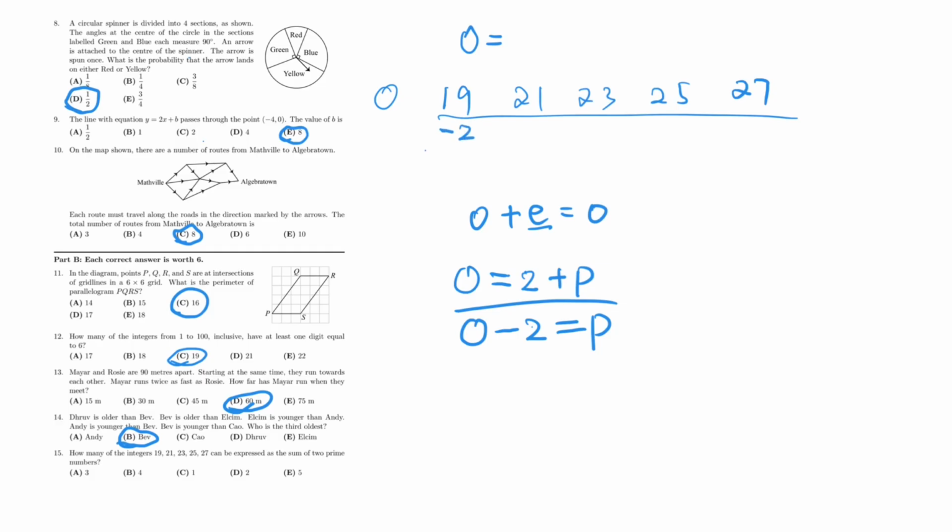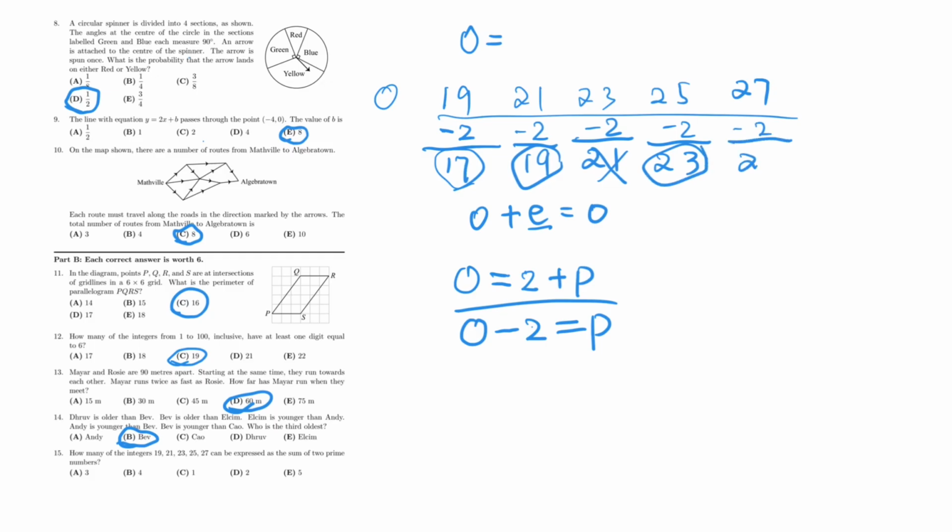19 minus 2, that's the 17. This is prime. 21 minus 2, that's the 19, prime. 23 minus 2, that's the 21, not prime. 25 minus 2, that's the 23, that's prime. 27 minus 2, that's 25. Therefore, the answer of 15, that's the A.